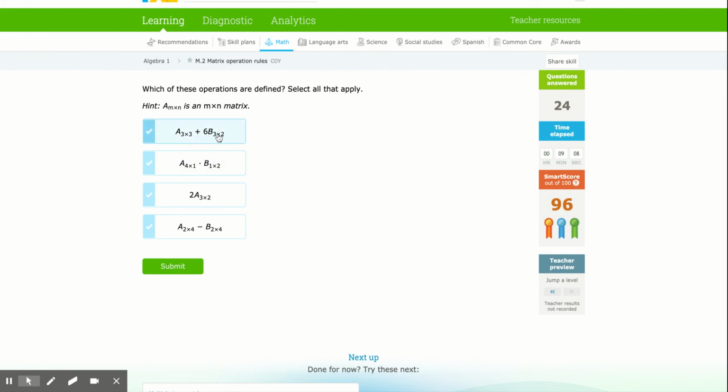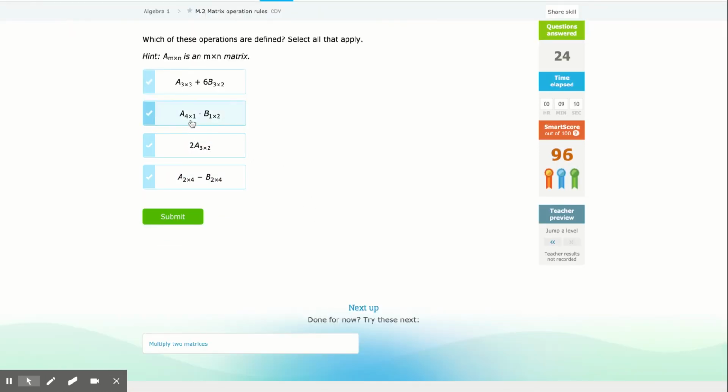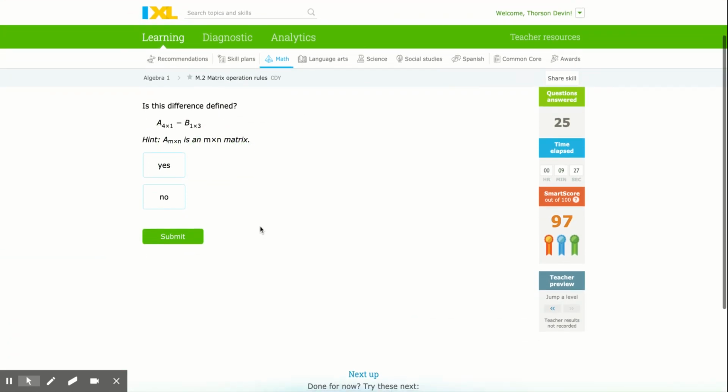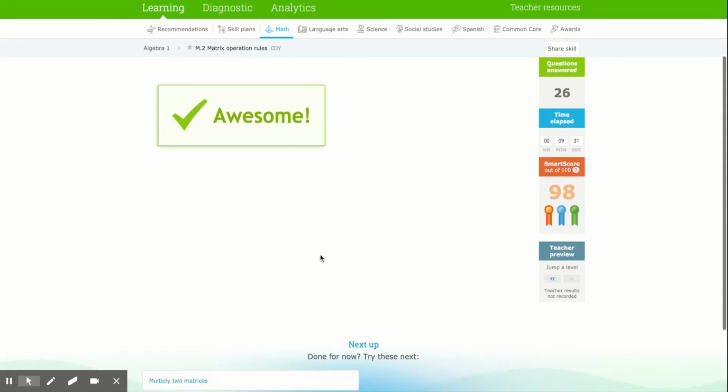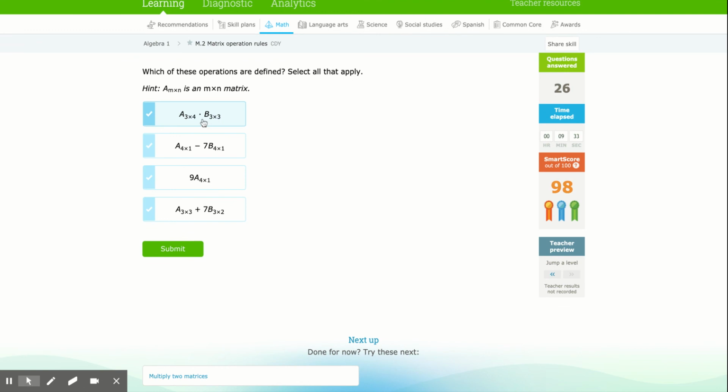3 by 3 added to a 3 by 2. Cannot do that. 4 by 1 times a 1 by 2. We can. The number of columns matches the number of rows. That's absolutely possible. We can always multiply by a scalar. We're subtracting a 2 by 4 from a 2 by 4, so that is absolutely fine. 4 by 1 minus a 1 by 3, not the same dimensions, cannot subtract them. Okay, multiplying 4 and 3 do not match. 4 columns, 3 rows do not match.